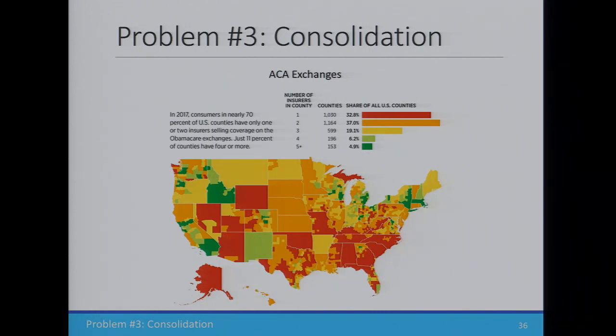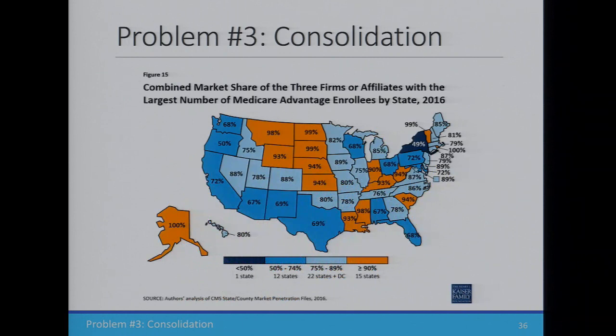But it's not just the ACA exchanges. This is a picture of Medicare Advantage in 2015, and basically the market power taken by the 3 highest providers is shown. Okay, the only state where the 3 highest providers make up less than 50% of the market share is this state right here, New York, and all of the orange ones are making up more than 90%. So consolidation is a very big issue right now.